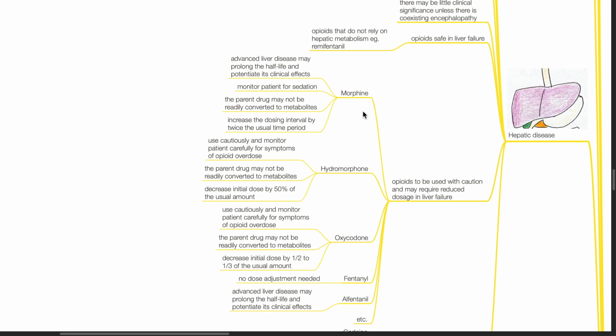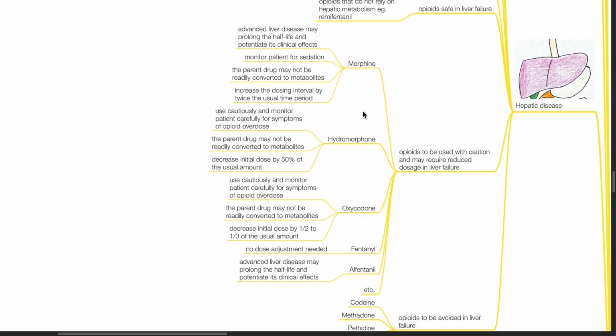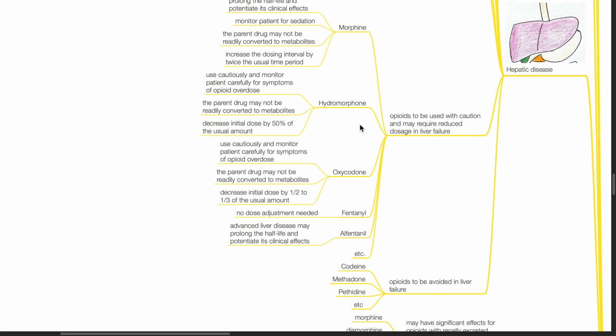For hydromorphone, use cautiously and monitor the patient carefully for symptoms of opioid overdose. The parent drug may not be readily converted to its metabolites. Decrease the initial dose by 50% of the usual amount. For oxycodone, use cautiously and monitor the patient carefully for symptoms of opioid overdose. The parent drug may not be readily converted to its metabolites. Decrease the initial dose by half to 1/3 of the usual amount in liver failure.